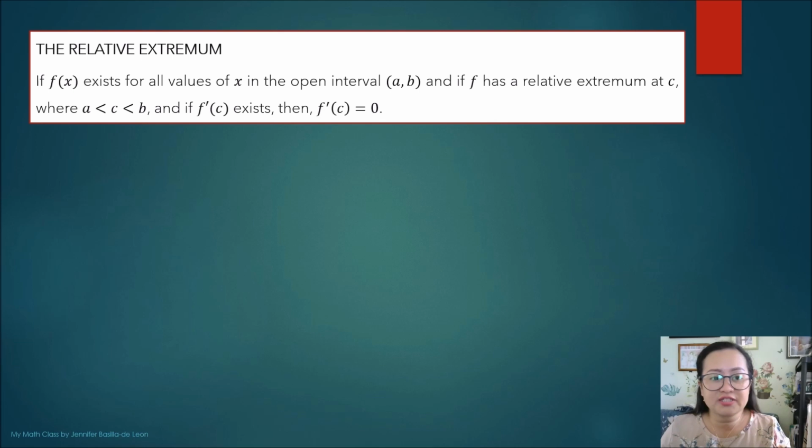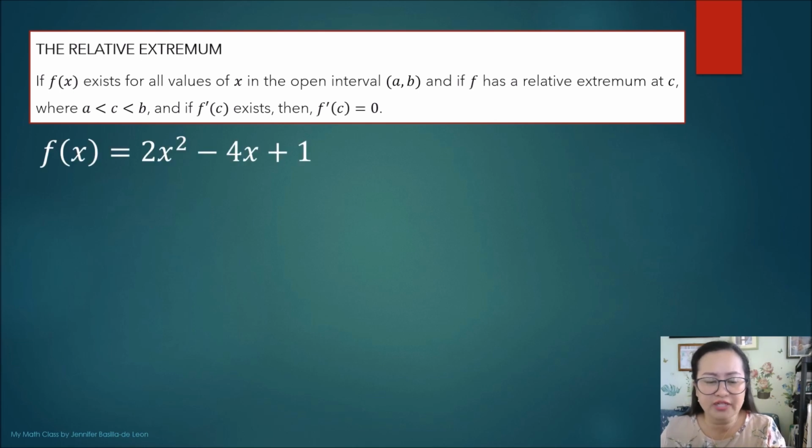If f of x exists for all values of x in the open interval from a to b, and if f has a relative extremum at c, where c is greater than a but less than b, and if f prime of c exists, then f prime of c is equal to 0. This definition implies that we can equate the first derivative of the function to 0 in order to find the critical value in the function. Now consider f of x equals 2x squared minus 4x plus 1.